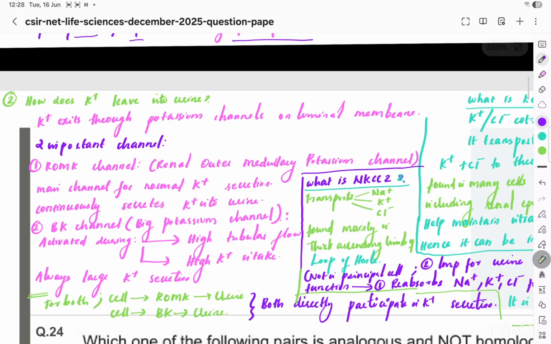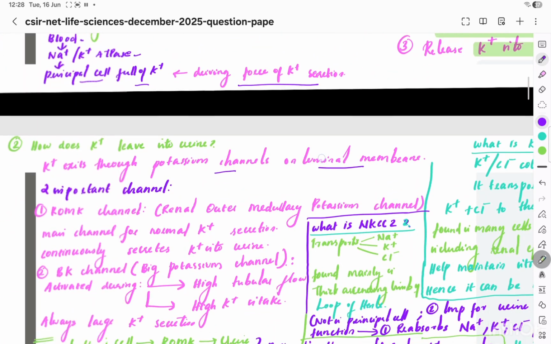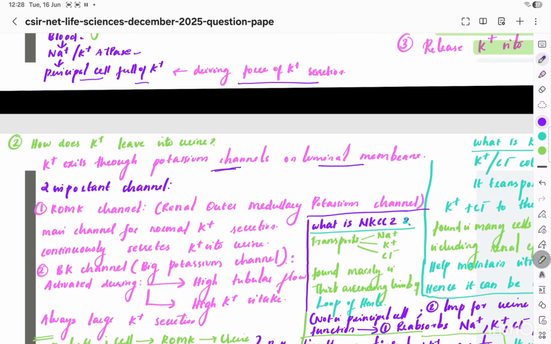Second, we have to look at how this K+ leaves into the urine, onto the urine side. Potassium ion exits through the potassium channel on the luminal membrane. We have said that the urine side is the tubular lumen. So on the tubular luminal membrane there is a potassium channel, and K+ exits through this potassium channel to the urine.